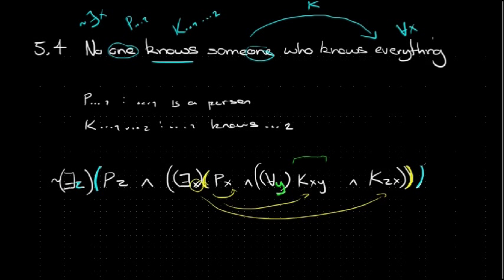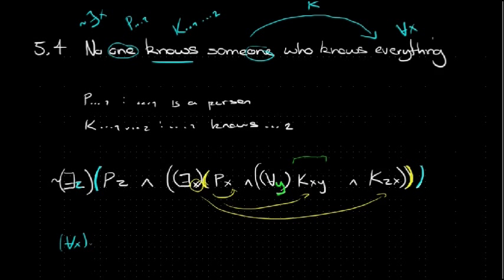There are other ways that we could have written this. If nobody knows someone who knows everything, then it means that this is true of all people: if they know someone, then that person doesn't know everything, or if somebody knows everything, then they don't know that person. So let's have an attempt at that.